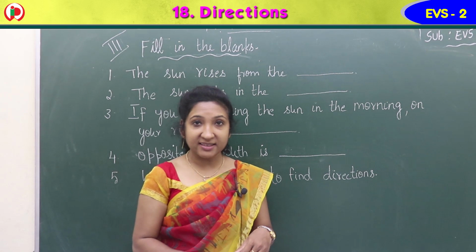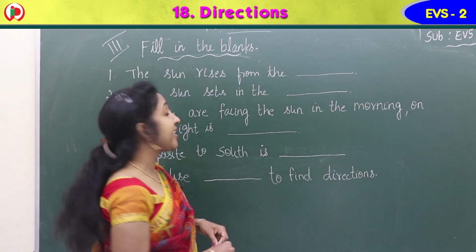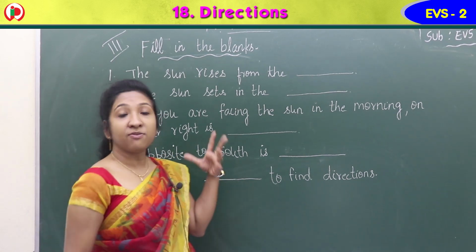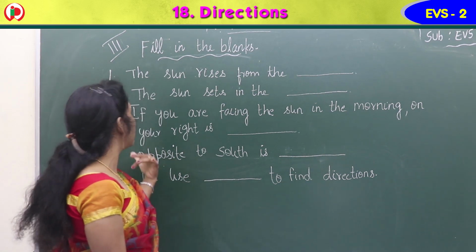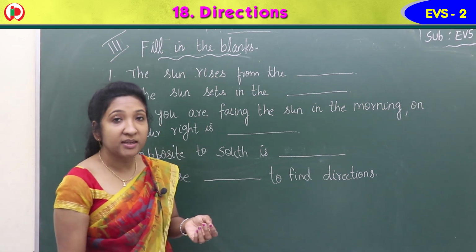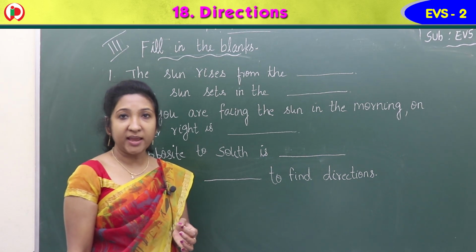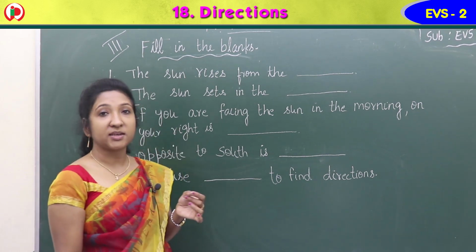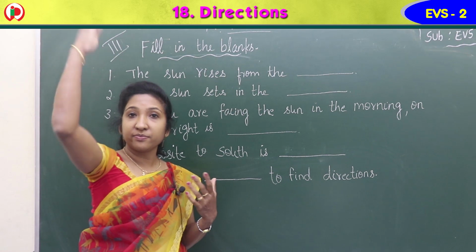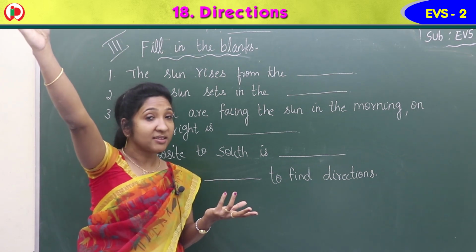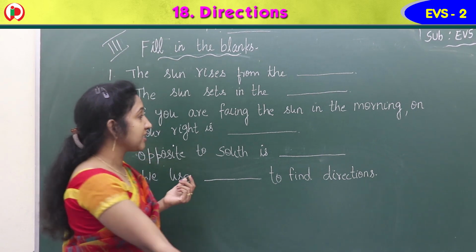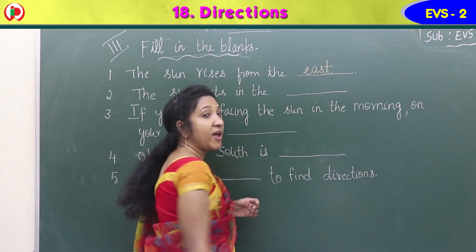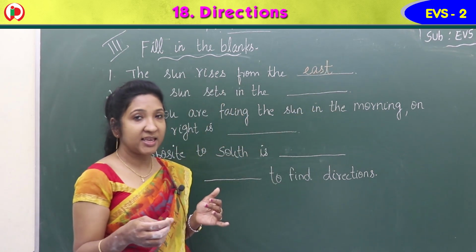Children, so our next exercise in the workbook is exercise 3. Fill in the blanks. We have 5 questions, 5 fill-ups. 1, 2, 3, 4, 5. So read the question and write the correct answer to it. So shall we read the questions? Yes. The first question is, the sun rises from the dash. It rises in the east. Yes, east. E-A-S-T, east. Sun rises from the east.